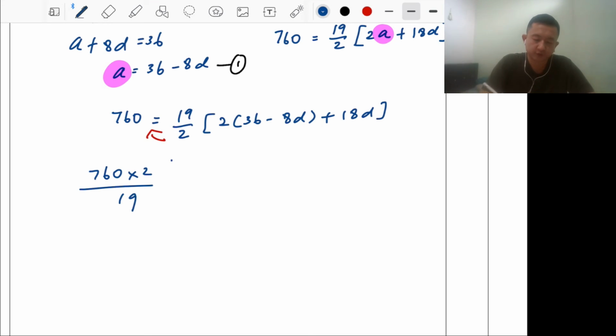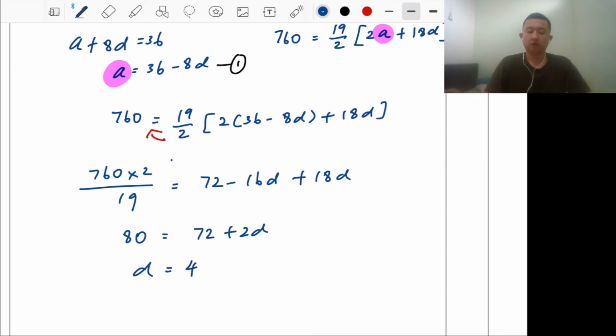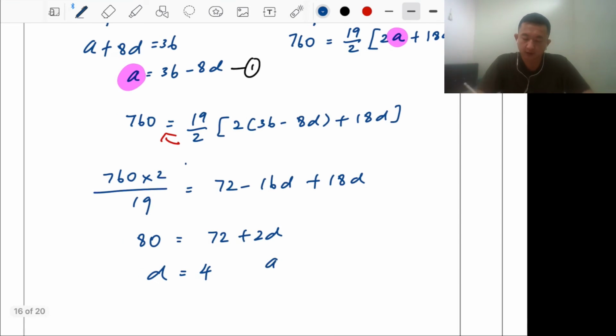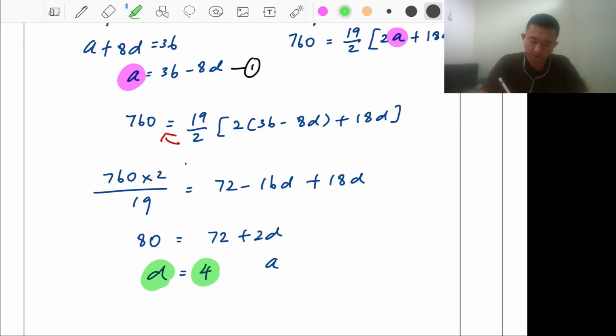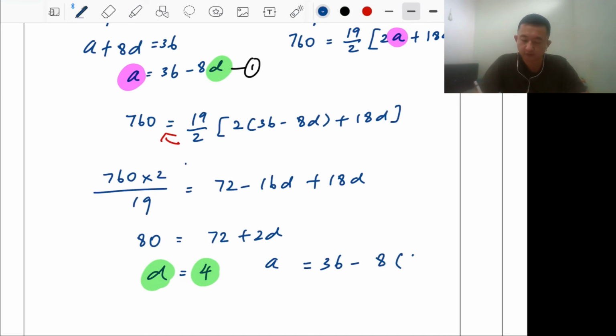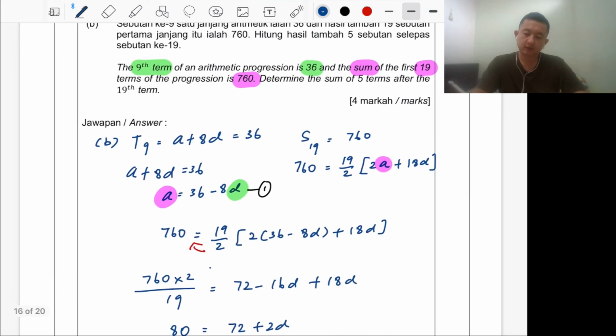Okay, it's more beautiful this way. 72 minus 16d plus 18d. 80 equals 72 plus 2d. So d is 4. Okay, it makes more sense now. Sub in here, d is 4. So a equals 36 minus 8d, and a is also 4. a is 4, d is 4, that is the answer.